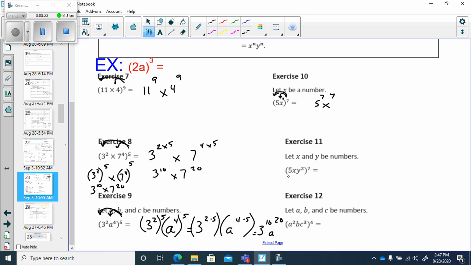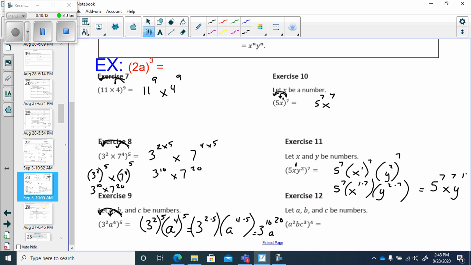Okay? Is 5 a base here? No, it's a coefficient in front of the base x, right? X has an understood exponent of 1. So let's distribute our 7. That would give us 5 to the 7th power times x to the 1st power raised to the 7th power times y to the 2nd power raised to the 7th power. Whenever I'm raising it to a power, that means I multiply. That's x to the 1 times 7 power, y to the 2 times 7 power. That gives me 5 to the 7th power, x to the 7th power, y to the 14th power.